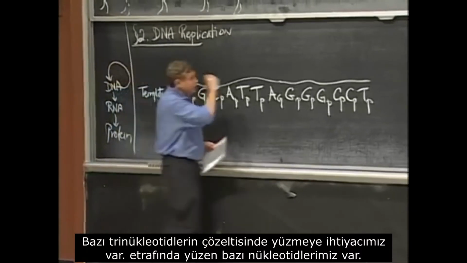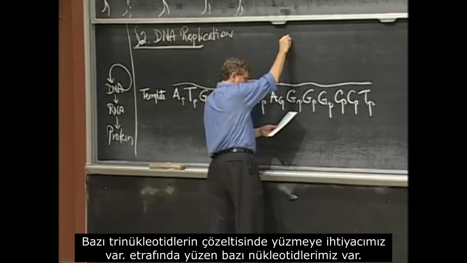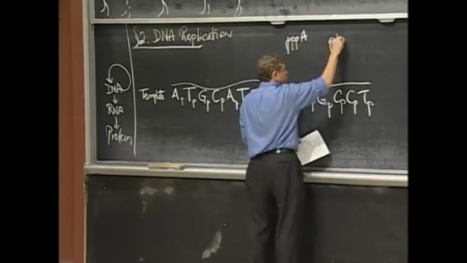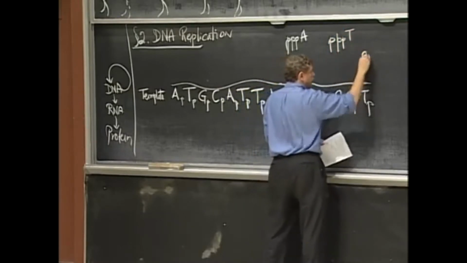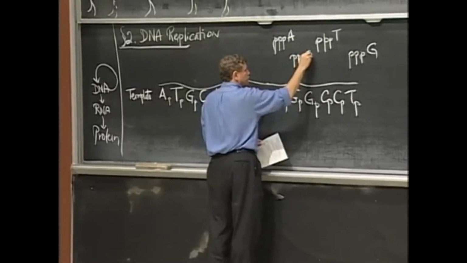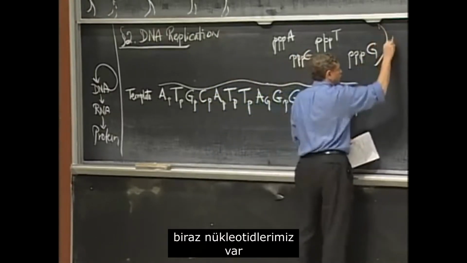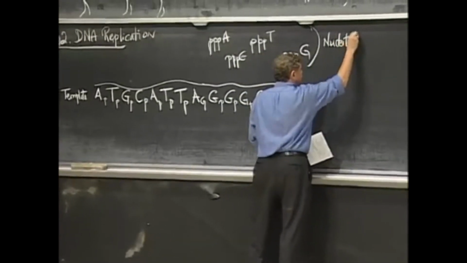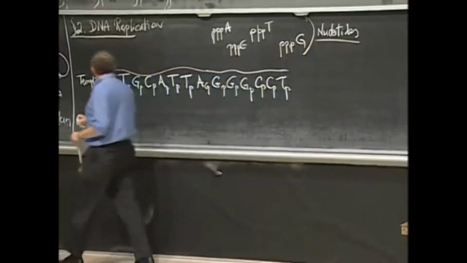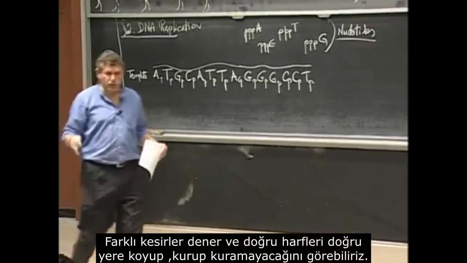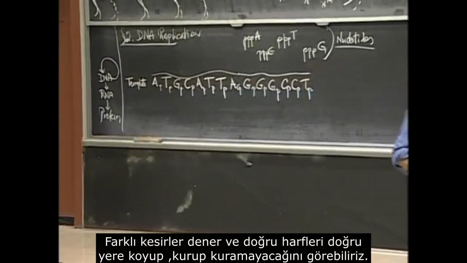We need floating around in the solution some trinucleotides. So we have some nucleotides floating around. And now, will this enzyme work? We're going to have an enzyme, we'll try different fractions and see if it's able to just install the right letters in the right place.